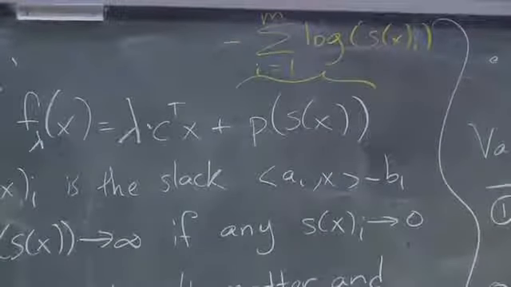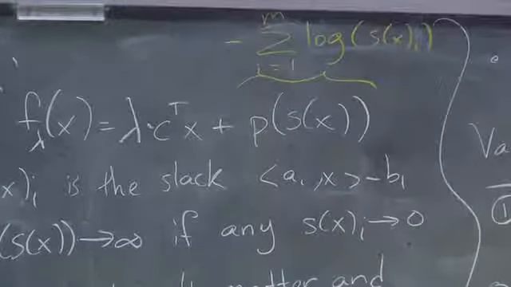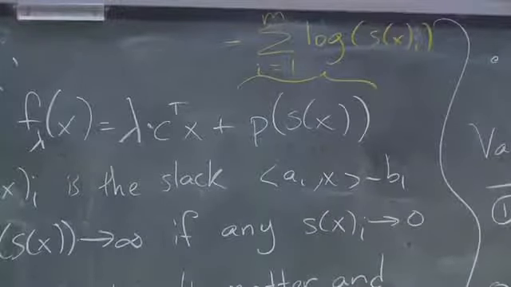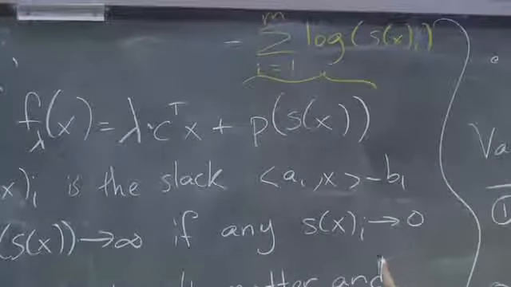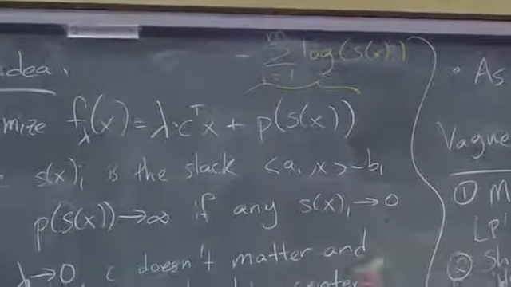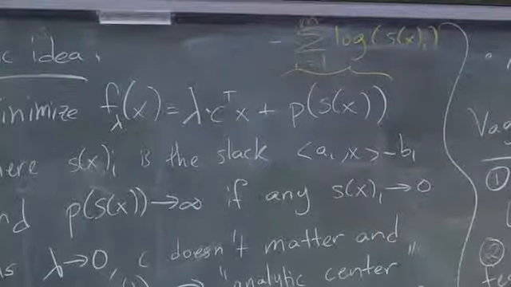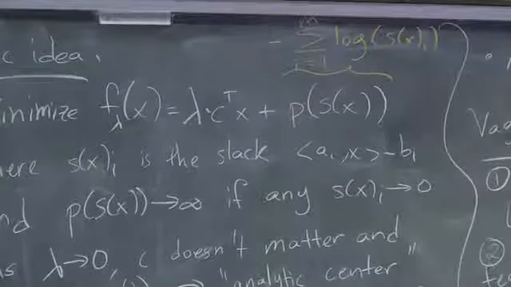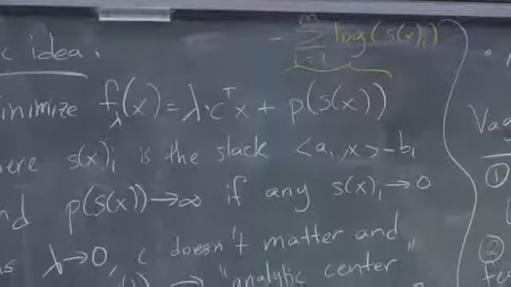The reason we're using this is because it has certain nice properties that will make our analysis work. But it does at least fit what I said, right? If any of the slacks go to 0, then log of 0 is like minus infinity, and there's a minus sign out there, which makes it infinity. So this function does go to infinity as any slack goes to 0, which means you're approaching the boundary.